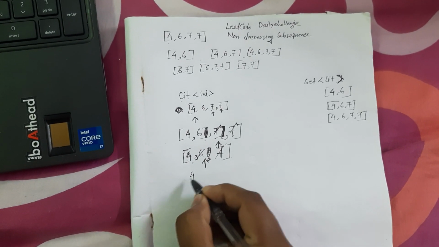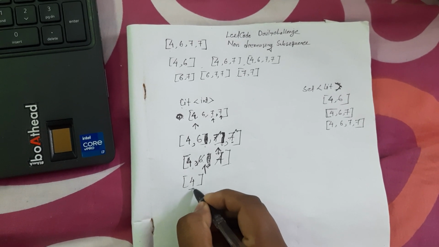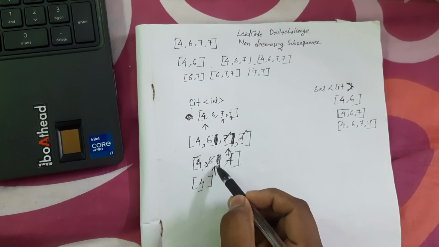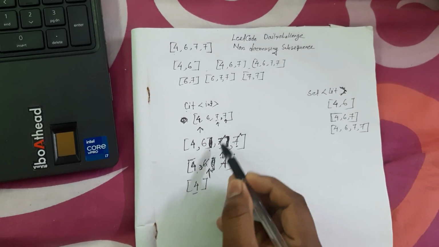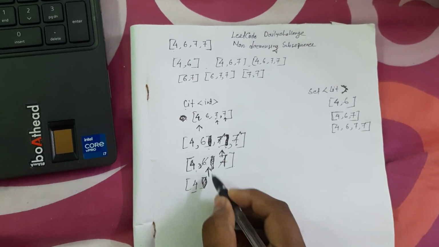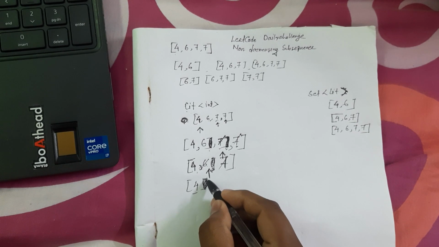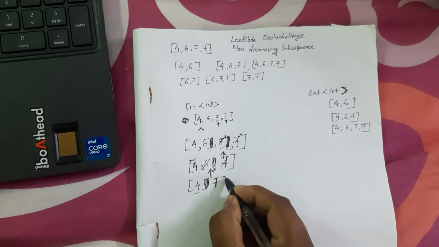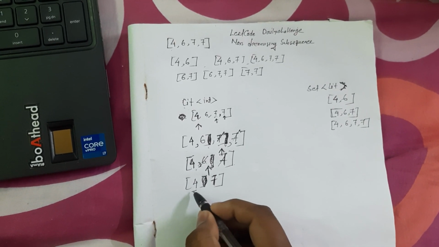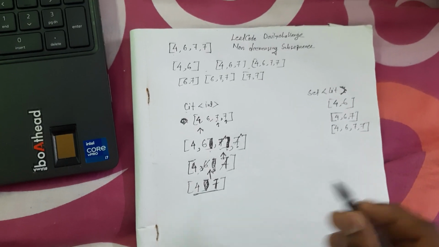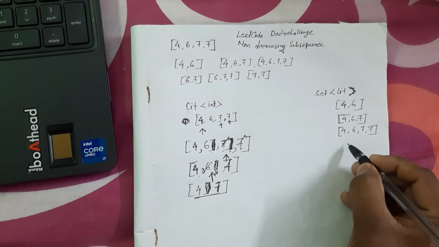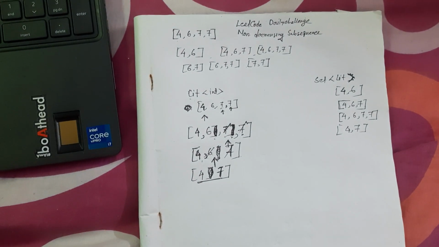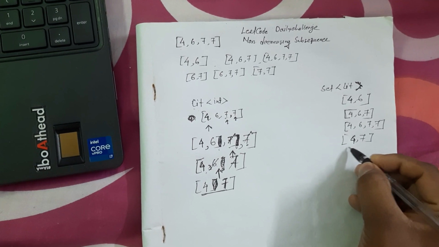So what we have currently is 4 only, and we move to the next index. We remove the current position 6 and move to the next index, which is 7. And 7 is greater than our inserted element 4, so we can add the 7 to our list, and we get a new list, 4 and 7. 4 and 7 is not in our answer set, so we can add it. So 4 and 7 is added to our answer set.